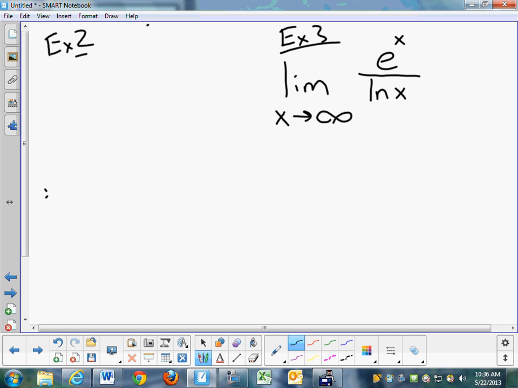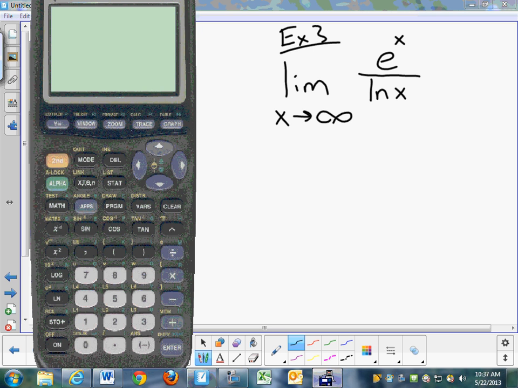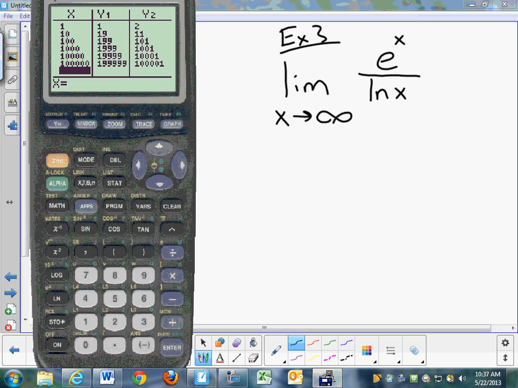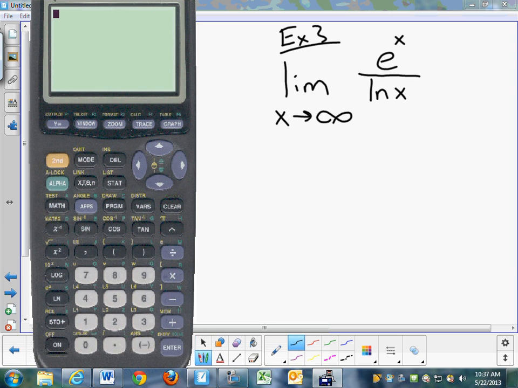Well, if you look at the natural logarithmic function, as we go to y equals, if you were to punch in, say, natural log of x, and you go to graph, as x goes to infinity, y goes to infinity. It goes rather slowly, doesn't it? But it does go to infinity.